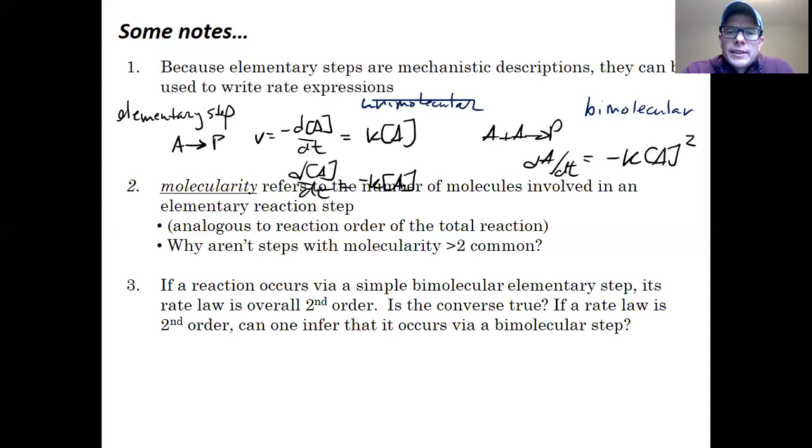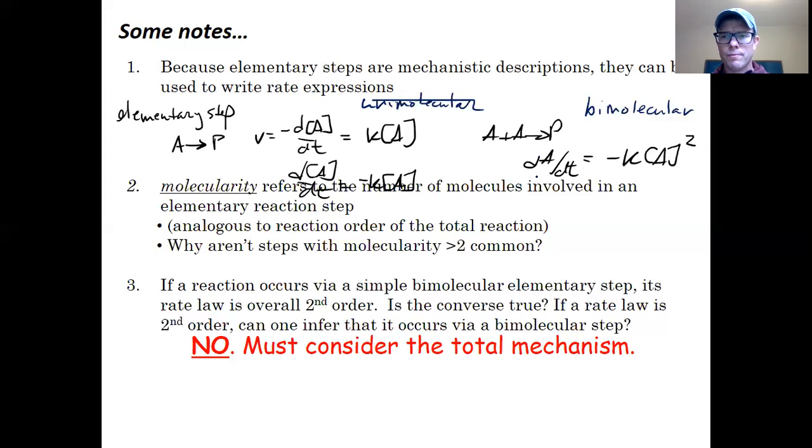If a reaction occurs via a simple bimolecular elementary step, its rate law is overall second order. That's what I showed you here. If it's just a simple bimolecular elementary step, the rate law has to be second order. If a rate law is second order, can one infer that it occurs via a bimolecular step? So if I know that this is the rate law, does it have to be bimolecular? And the answer is no. More than one mechanism can produce the same rate law. And so you have to consider the total mechanism in order to derive the rate law.